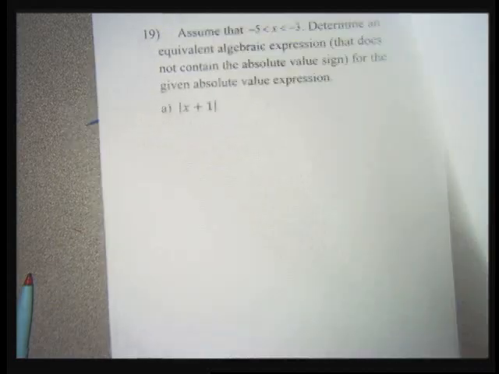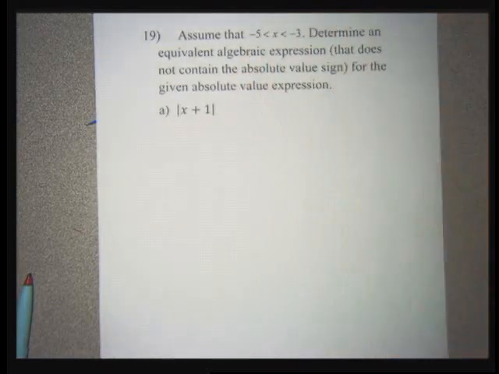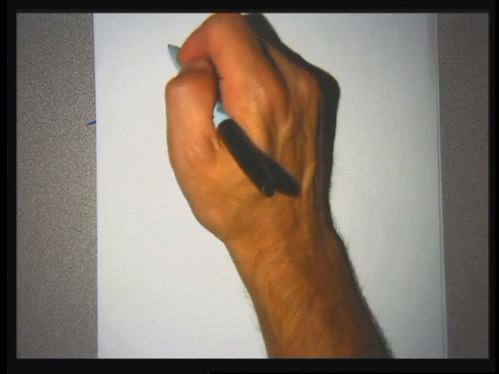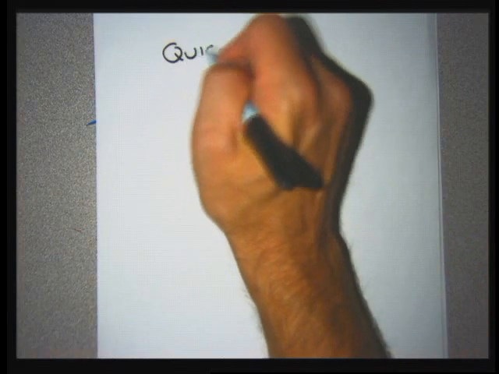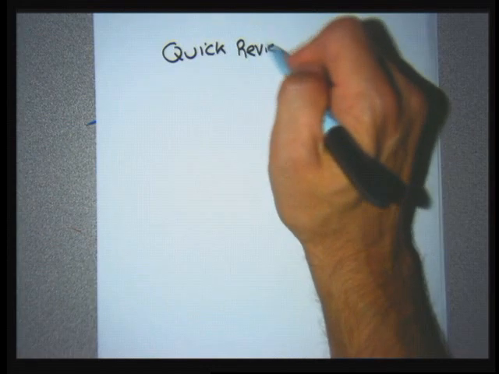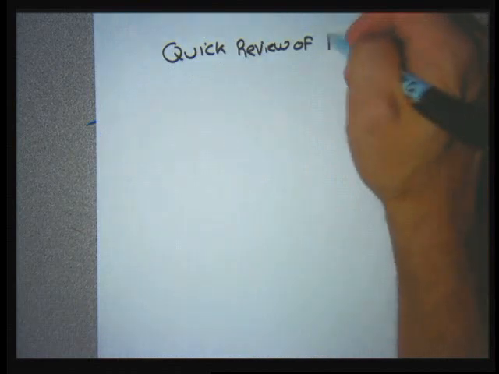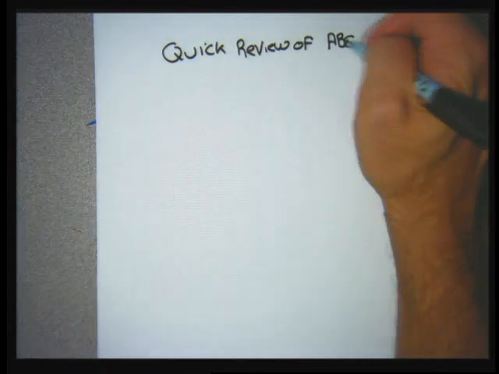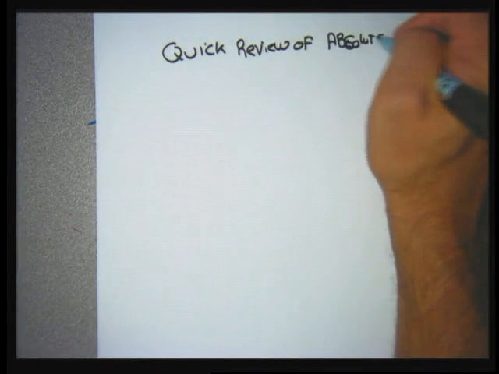19 isn't particularly hard, but it would be if you don't know the trick to absolute values. Absolute values aren't particularly hard when there's a number, but when there's a variable, it's hard. So this is just a quick review, and it might be actually new to you, of absolute values, because you have to understand absolute values theoretically to do this problem.